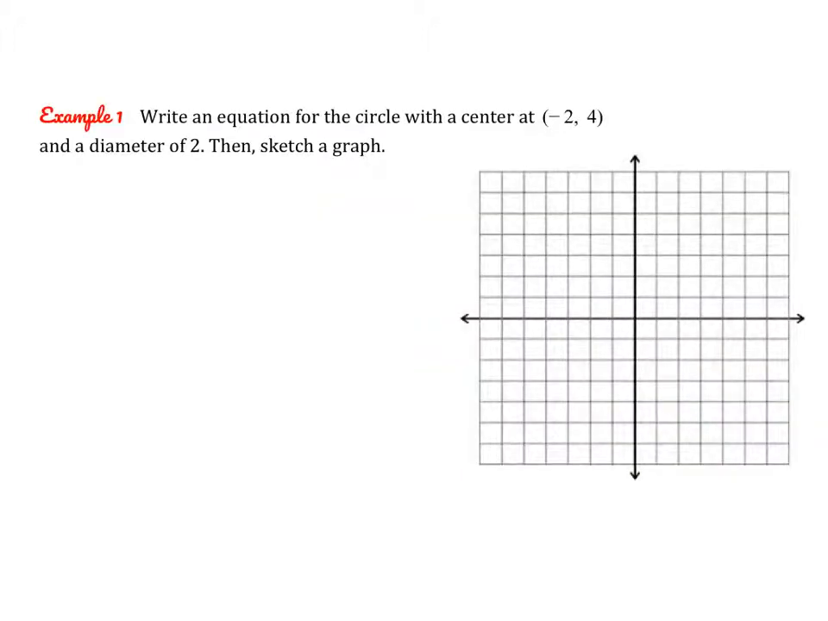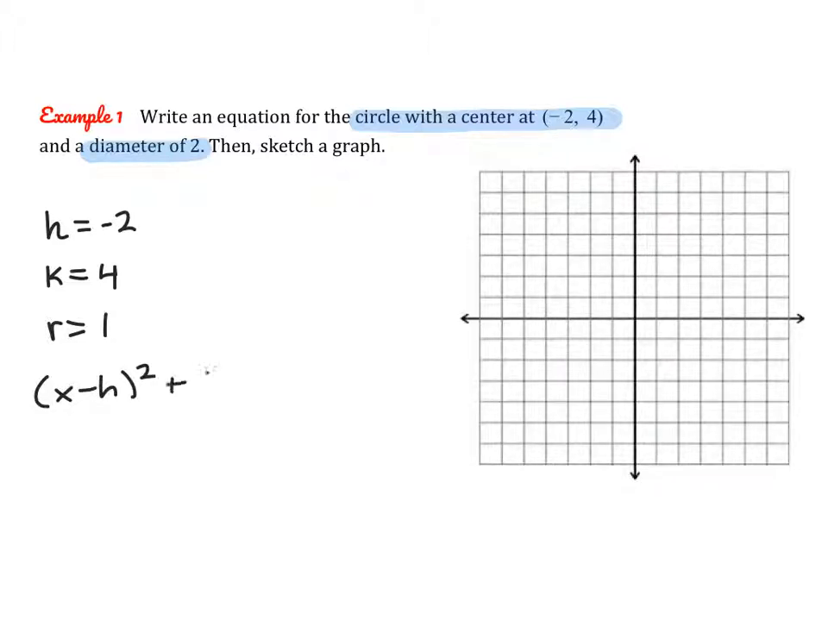All right, let's give this first problem a try. Here they say write an equation for the circle with a center at (-2, 4) and a diameter of 2. The center of (-2, 4) tells me that h is -2 and k is 4. If the diameter is 2, I know that the radius is going to be half of that, which is 1. Now all we have to do is substitute those values into our circle equation.